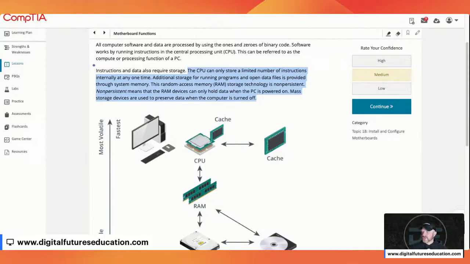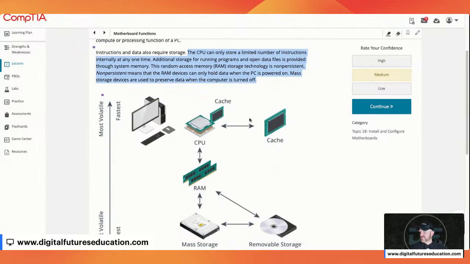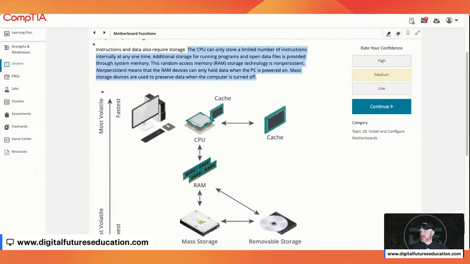So that's essentially what this diagram begins to show. Additional storage for running programs and open data files is provided through system memory. This random access memory, the RAM, storage technology is non-persistent. Non-persistent means that the RAM device can only hold data when the PC is powered on. Mass storage devices are used to preserve data when the computer is turned off. So mass storage devices are like CD drives, and mass storage drives like hard drives and SSD drives. RAM is that non-persistent, volatile memory.